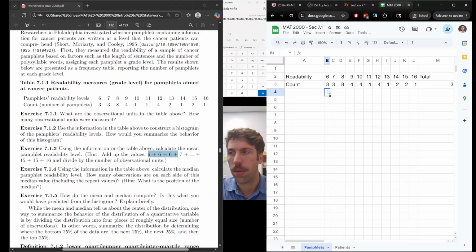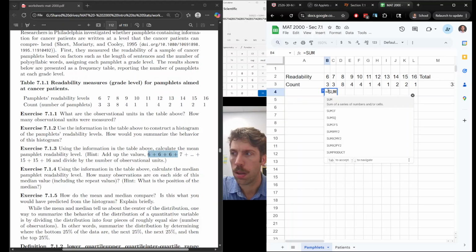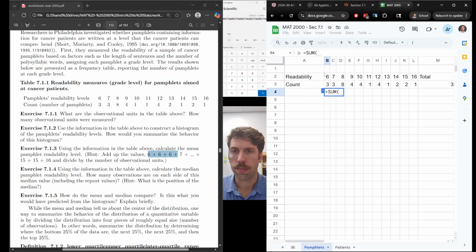So what I'm going to do is type equals, and then sum, and then I'm going to have this, and then I'm going to press F4, which puts dollar signs around the B. You could also just put the dollar signs around the B yourself. And then I'm going to click on B3 again, and then end the parenthesis.